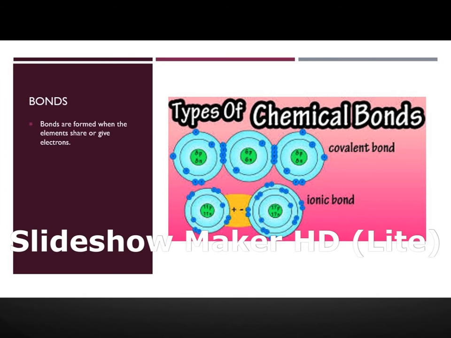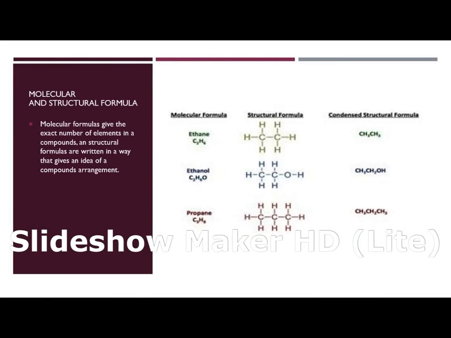So the way that we represent these bonds within compounds is through molecular and structural formulas. A molecular formula gives the exact number of elements in the compound, whereas a structural formula is written in a way that gives an idea of a compound's arrangement. We have some examples here.